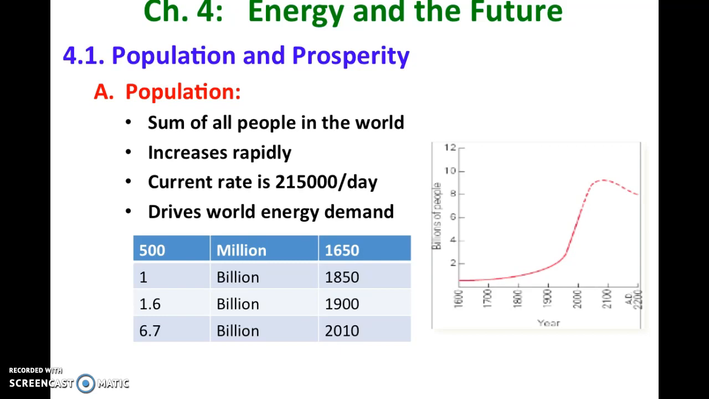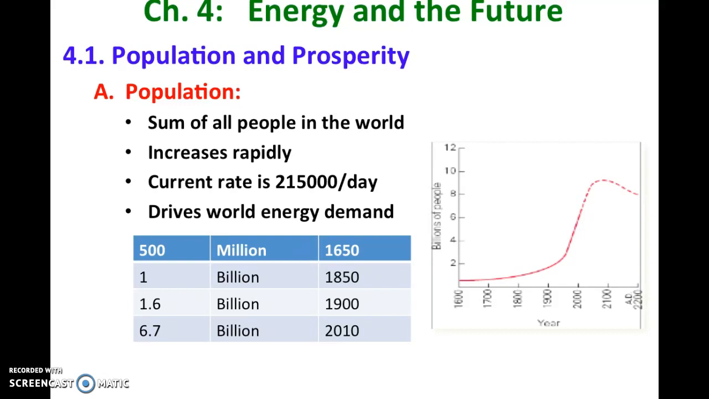The first section is about population and prosperity. Population, defined as the sum of all people in the world, rapidly increases at a rate of 215,000 per day at present. This fast growth of population drives the world energy demand.